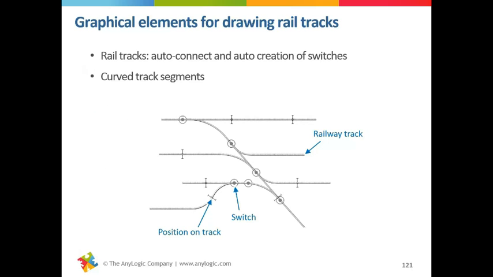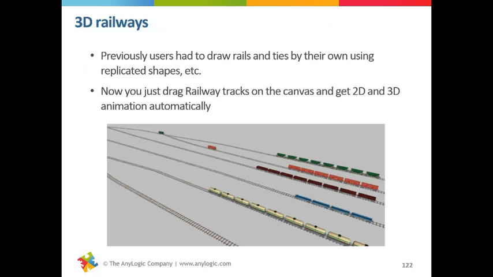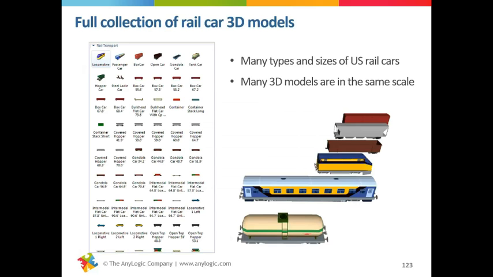The graphical elements of a track have been improved and now allow for curved tracks. 3D railways are automatically built along with the 2D railway in AnyLogic 7. There is a larger collection of railcars included in AnyLogic 7.